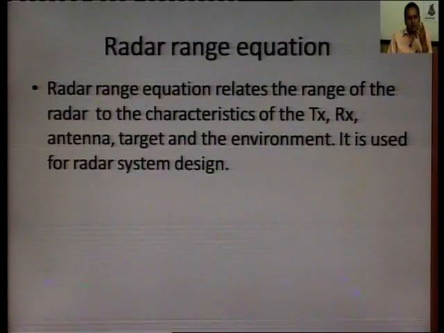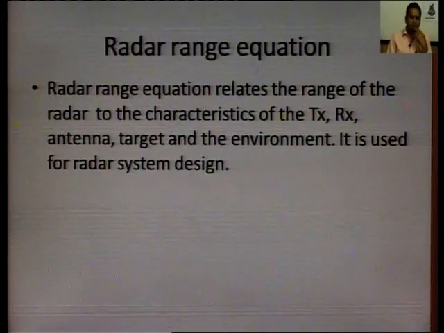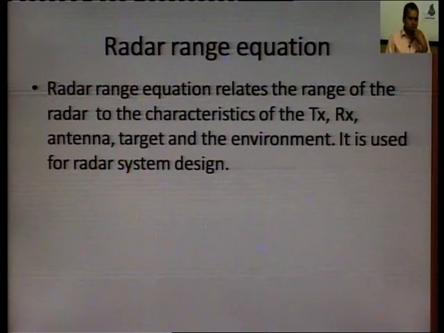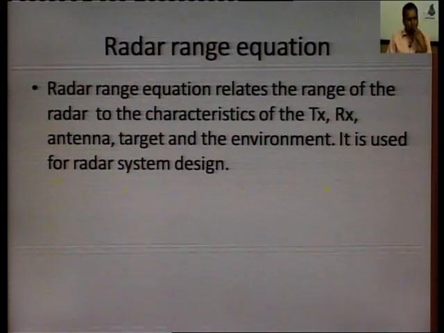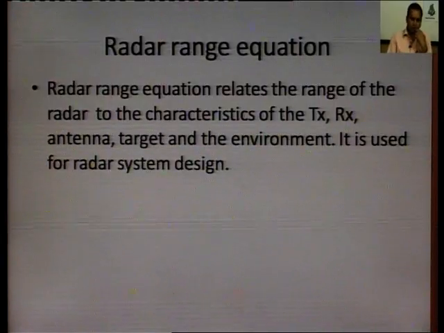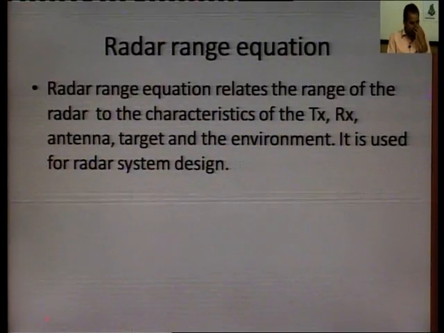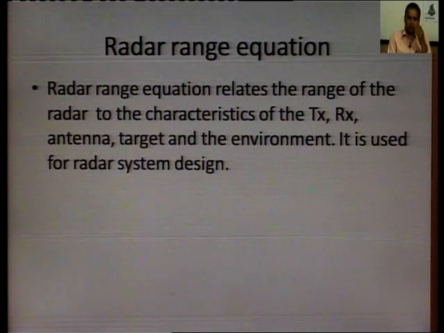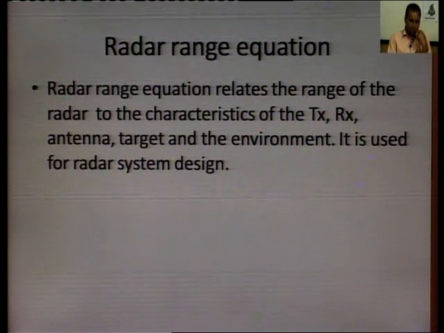Now, we will discuss something about the radar range equation. The radar range equation relates the range of the radar to the characteristics of the transmitter, receiver, antenna, target and environment. It is used for radar system design. Whenever we have to use radar, we should know what the radar range equation is, because whenever we have to calculate the range, it is calculated with the help of this equation.